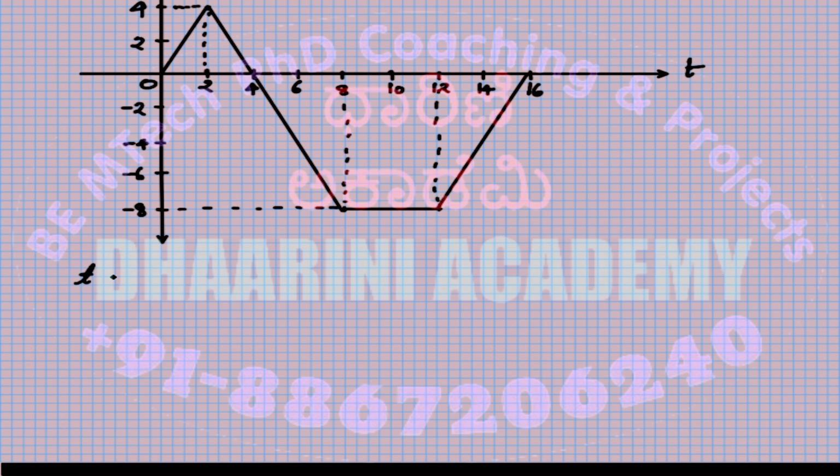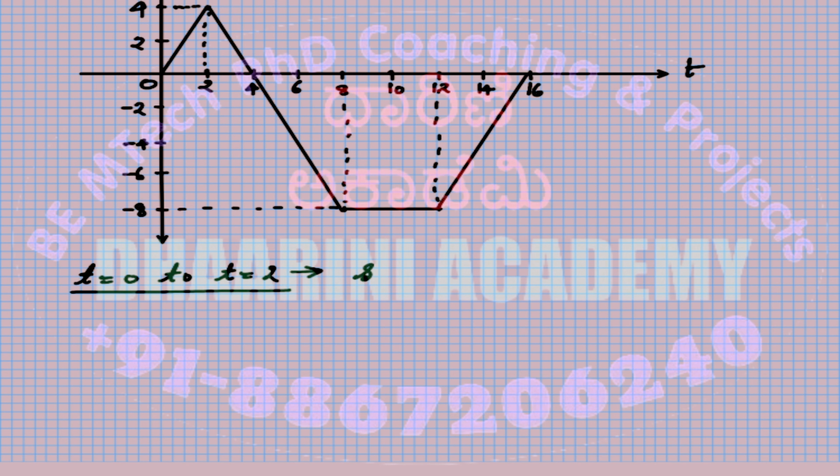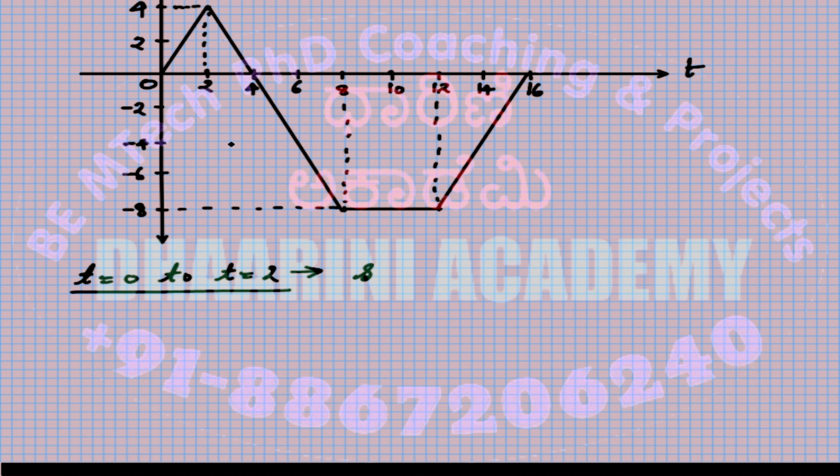So t is equal to 0 to t is equal to 2. In this particular duration, what is the distance covered? It's positive, so I know that velocity is positive means the displacement is also positive. So I will call this displacement S1. S corresponds to the distance covered during this time. So S is equal to V into T.